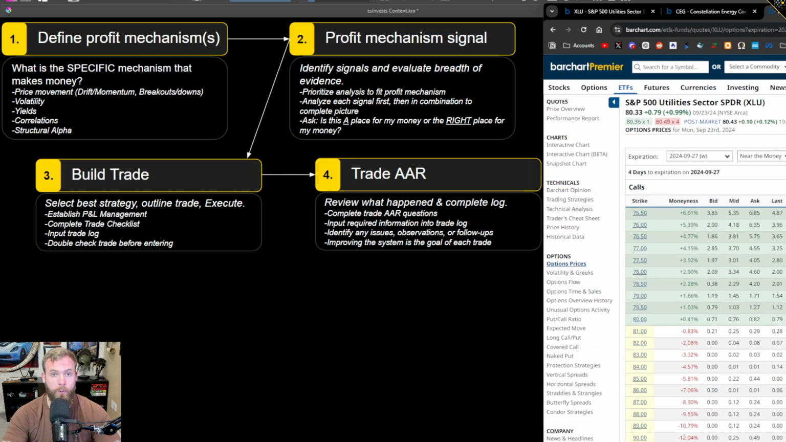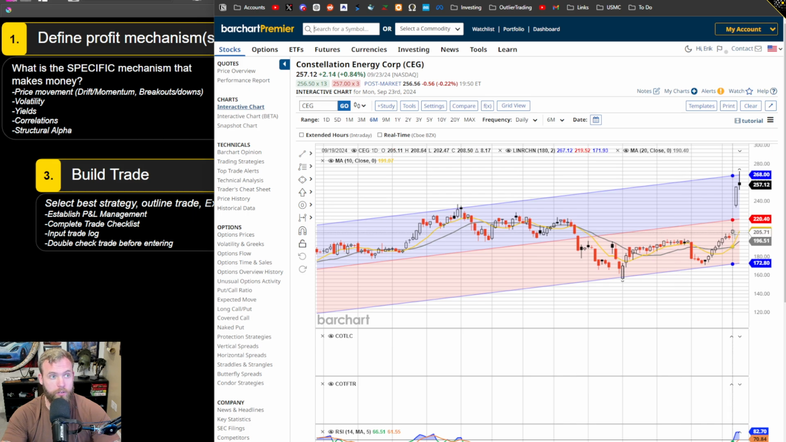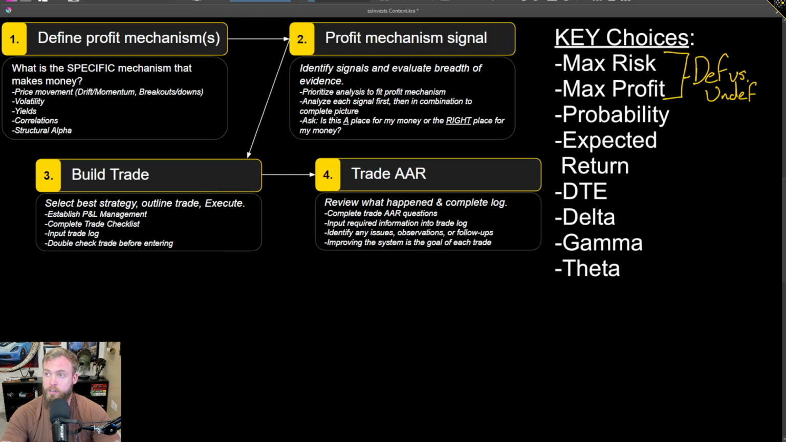Because say, for example, we're looking at something like XLU. Let's say we think it's going to go up, but we don't necessarily think it's going to go up a whole bunch. So we're not looking at a breakout style profit mechanism, but we're looking at drift. Well, maybe we can sell options here because it gives us a little bit of a buffer if we sell some puts. And if it goes up a little bit or even goes sideways, we would make money. But we're not worried about missing out on a massive move to the upside like we might be concerned with CEG because of a different profit mechanism. That is one of the ways that we can inform which of these make the most sense.